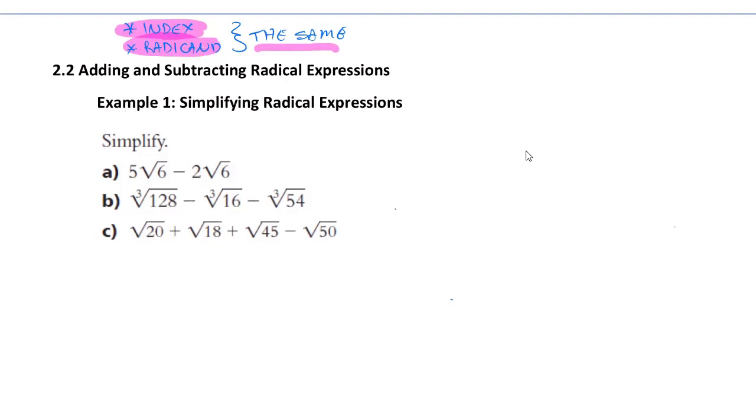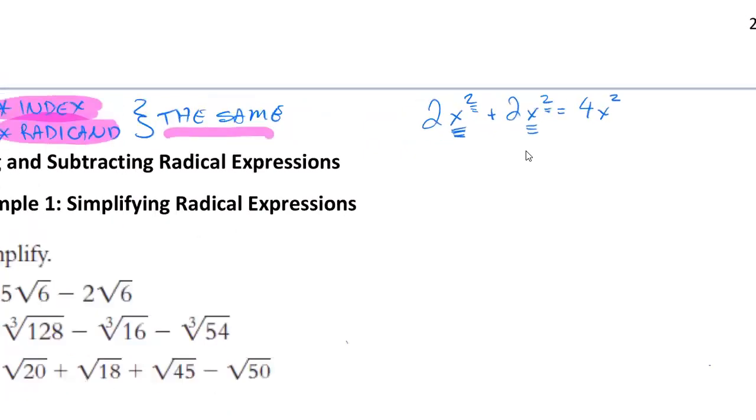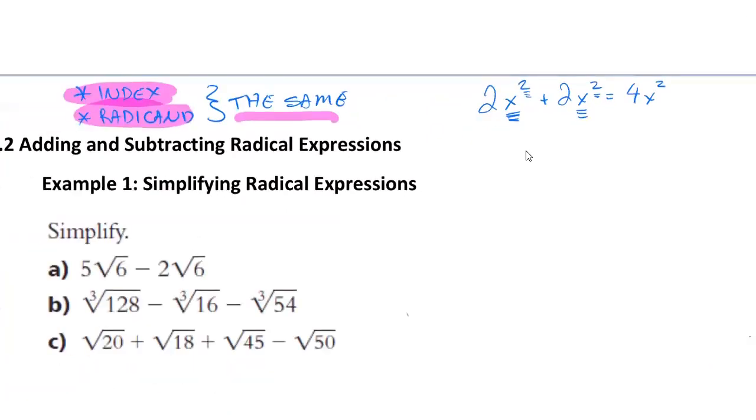This is no different than trying to simplify polynomials. We know that 2x squared plus 2x squared is equal to 4x squared. The base and the exponent of the polynomial terms themselves are the same. These are like terms. We can add, or we could subtract these if that were the function. Okay, so no different than adding or subtracting other polynomials together, or in this case, monomials.